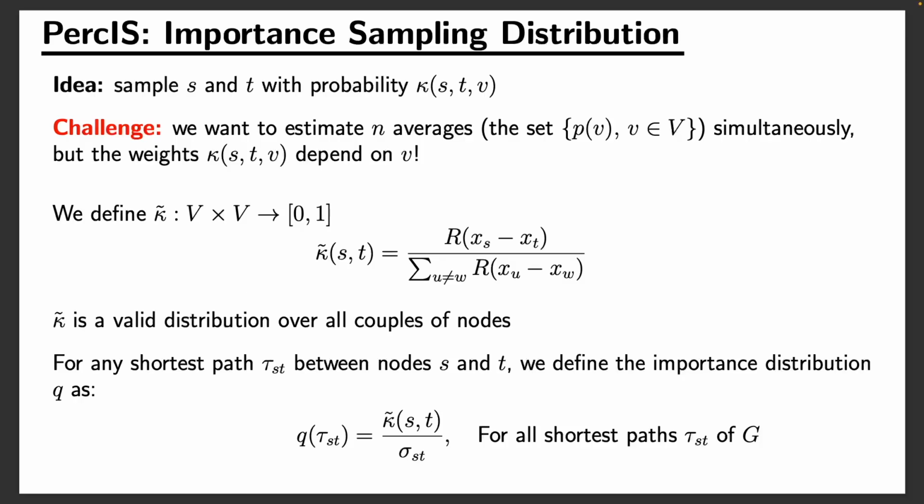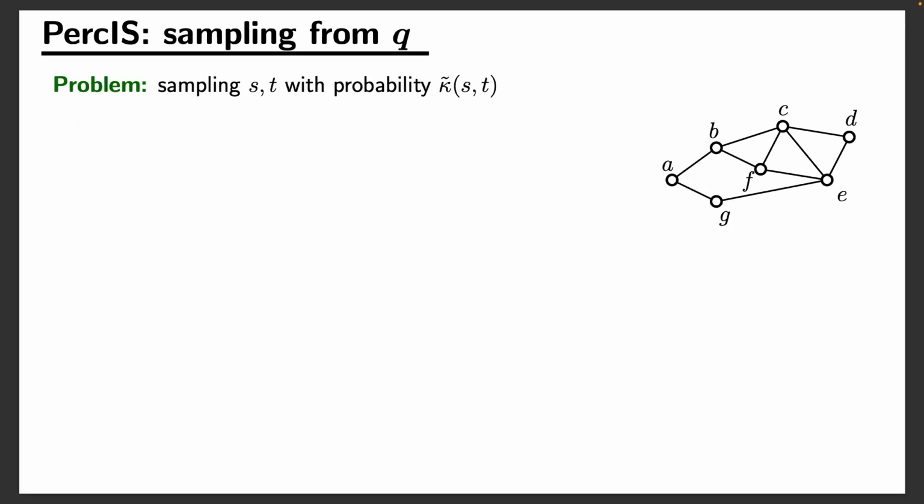And for any shortest path tau st between two nodes S and T, we define the importance distribution Q of tau st to be the ratio between kappa tilde of S of T over the number of shortest paths between S and T. And this we define for every shortest path in the given graph G. Now that we defined the importance sampling distribution, we have to describe how to sample from this distribution. And our problem now is as follows. We want to sample two nodes S and T with probability kappa tilde of S of T.